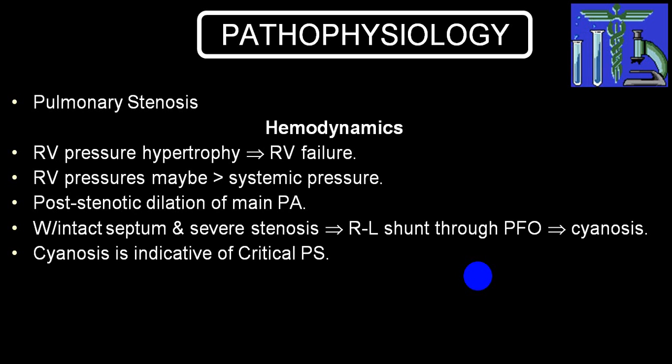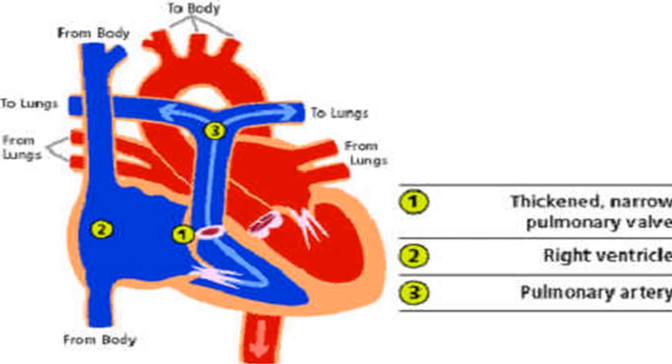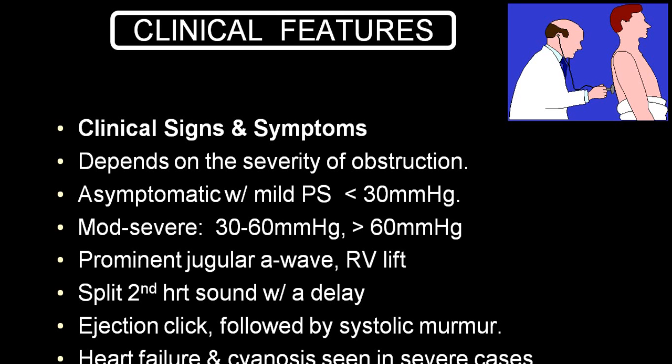Secondary to the stenosis, there will be little dilatation of the main pulmonary artery. We call it a post-stenotic dilatation. And when there is a severe stenosis, usually there will be right to left shunt, and that will end up into cyanosis. And severe cyanosis indicates critical pulmonary stenosis. So as far as clinical feature is concerned, in a mild variety, usually person are asymptomatic. In moderate to severe variety, person will be symptomatic.